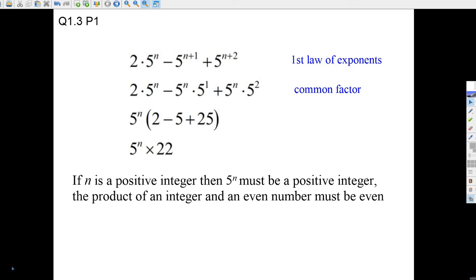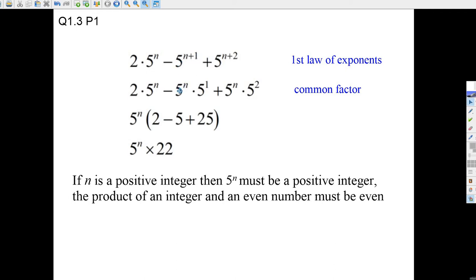Okay, let's look at the trickier question 1 algebra questions. I'm going to show you question 1.3 here. We've got 2 times 5 to the n minus 5 to the n plus 1 plus 5 to the n plus 2. The first thing you've got to do, you actually don't need this thing in the middle if you recognize what the common factor is, which is 5 to the n. It's in all three of these things. It makes it a little easier if you write it like this.